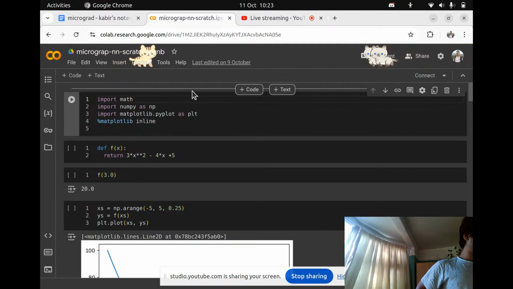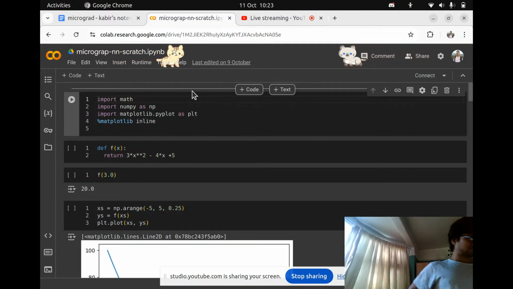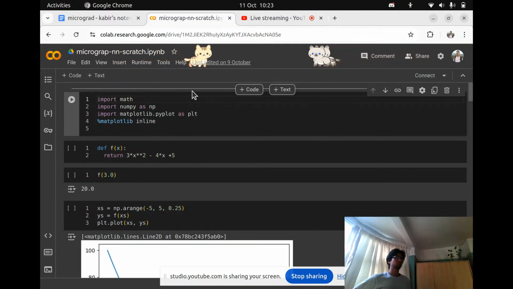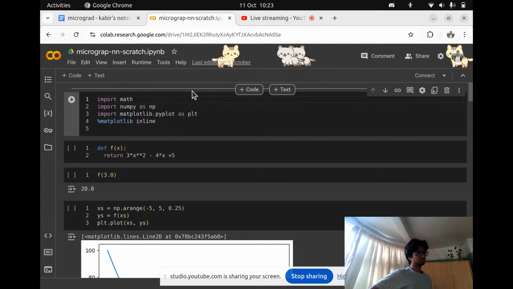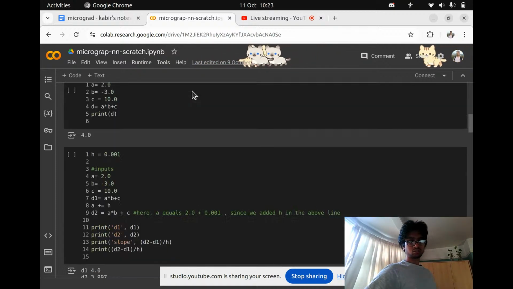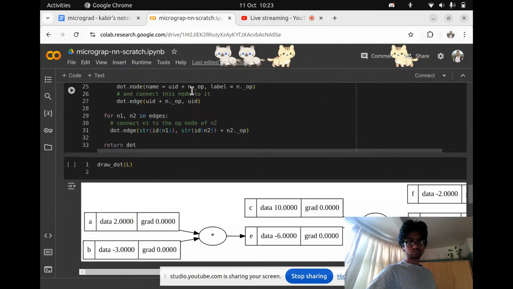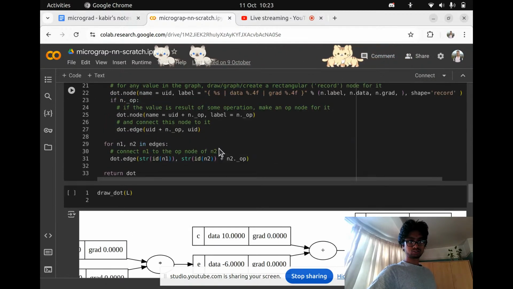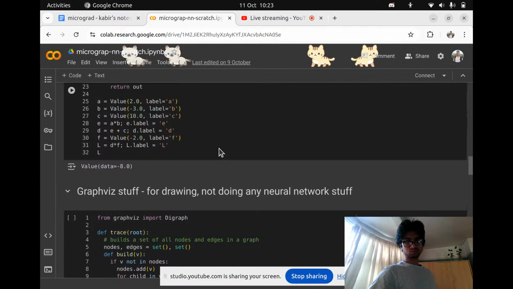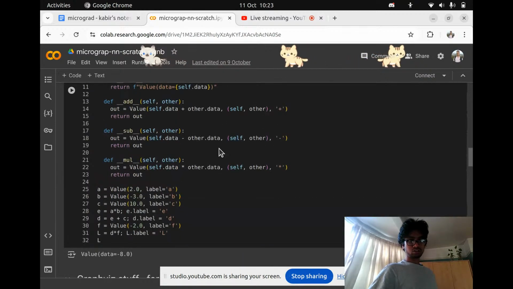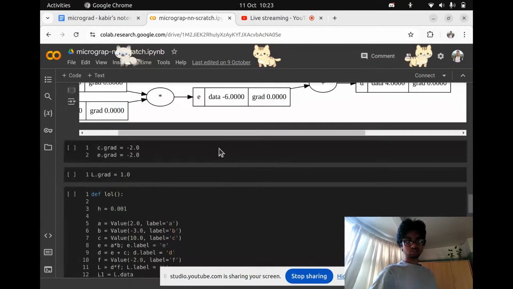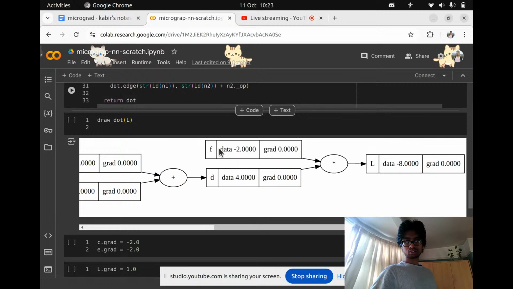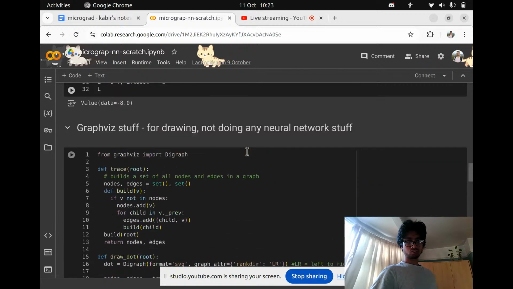Build out a mathematical expression. So we have multiple inputs here, A, B, C, and F, going into a mathematical expression that produces a single output, L. And this here is visualizing the forward pass. So the output of the forward pass is -8. That's the value. Now, what we'd like to do next is run backpropagation. And in backpropagation, we are going to start here at the end, and we're going to reverse.